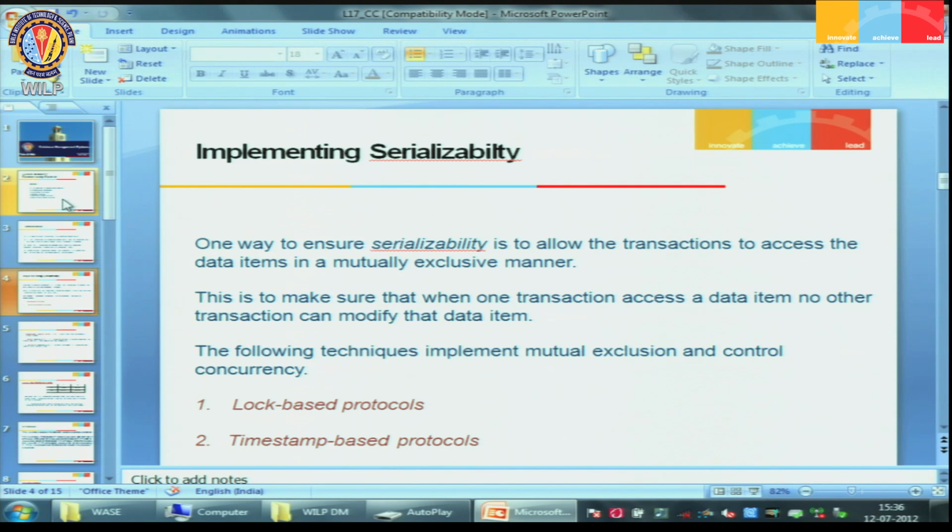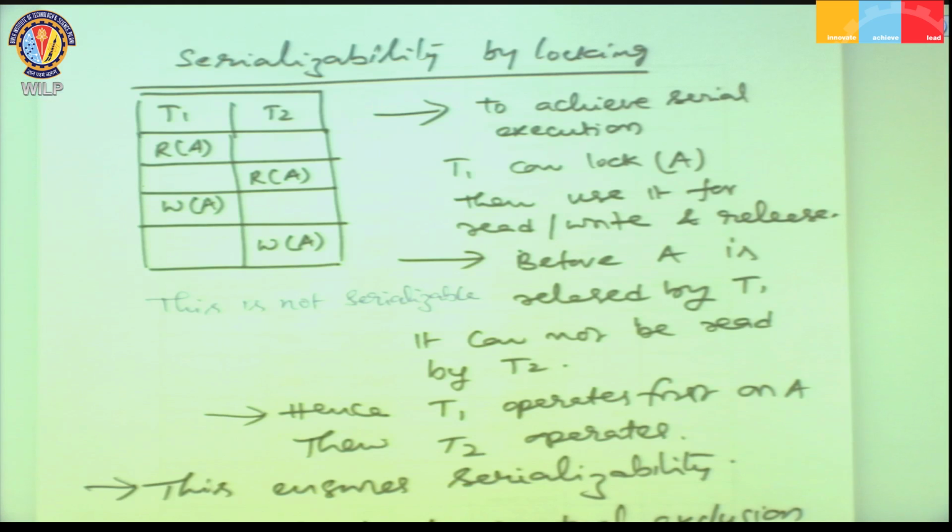For example, let us look at how we can achieve serializability by locking. I have two transactions T1 and T2, and it is a very simple schedule where each transaction has only two instructions. T1 reads data item A, immediately T2 reads data item A, then T1 writes A and then T2 writes A.